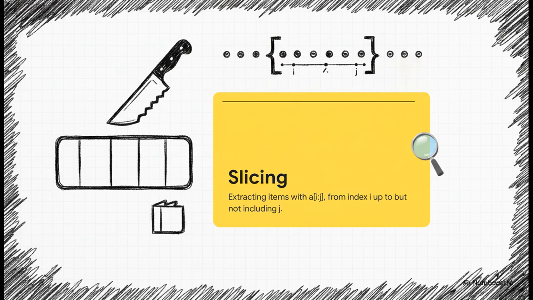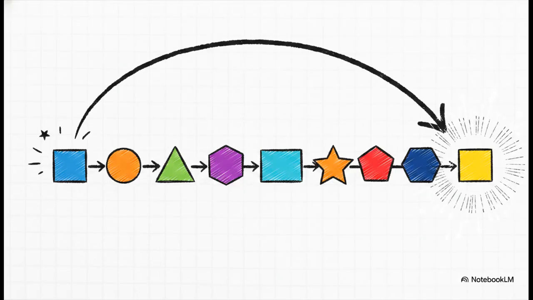You might be wondering, why do it that way? Well, this half-open interval actually makes the math super clean. You just subtract the start index from the stop index and boom, that's the exact number of items you just sliced out. Oh, and Python has this amazing built-in shortcut for grabbing the end of a list.